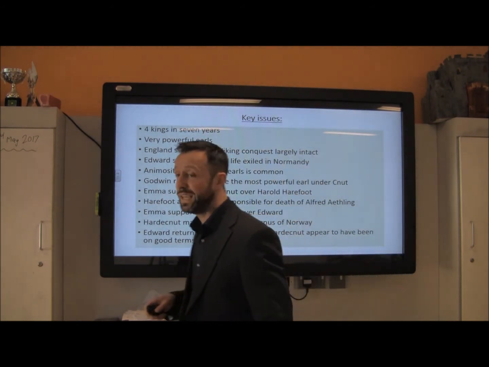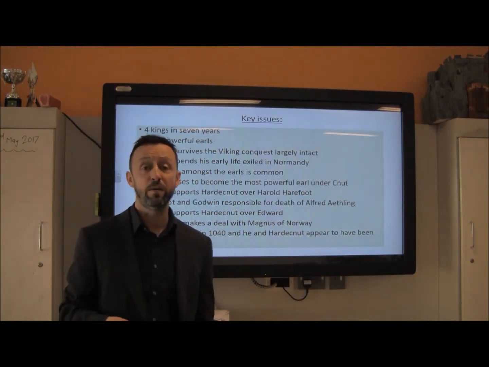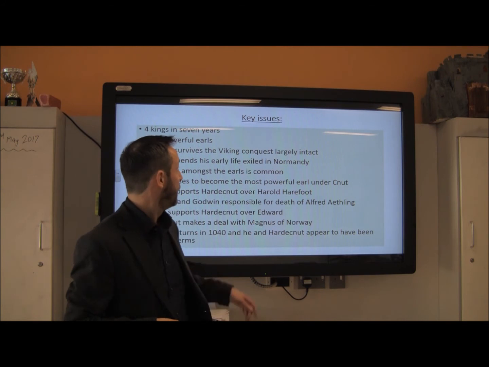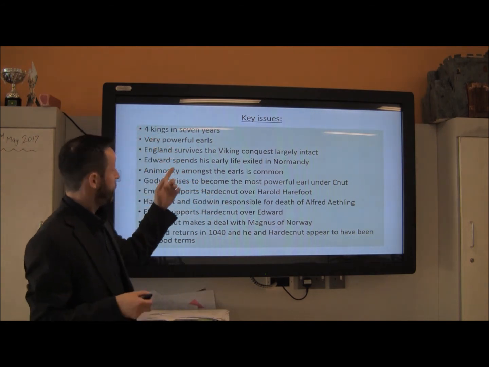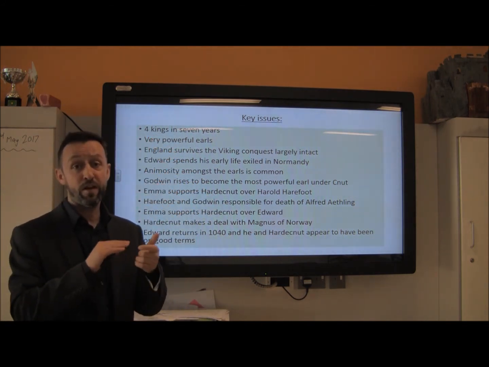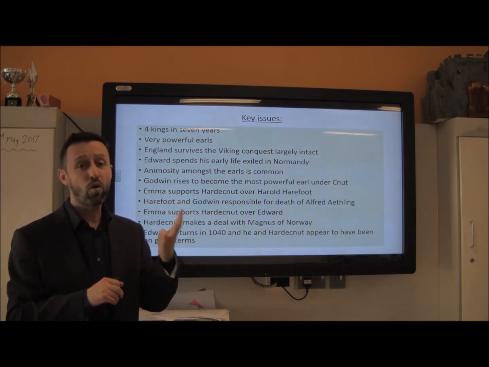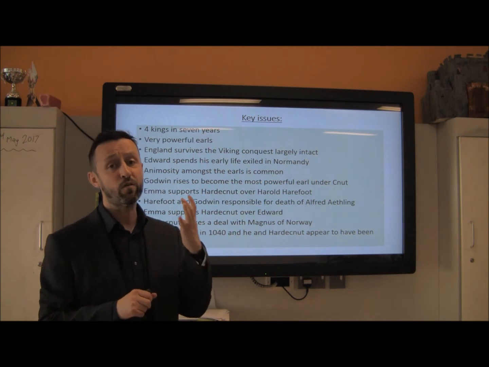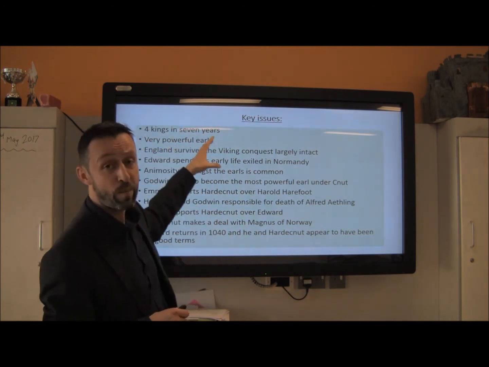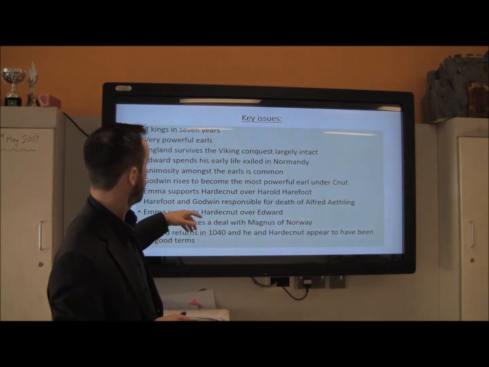So, some key issues to take away for when we're thinking about answering questions on this. 4 kings in 7 years, 1035 to 1042, you've got Canute, Harefoot, Hardicanute, Edward the Confessor. 4 kings in 7 years. It's a very, very rapid turnover. We've got very powerful earls vying for position.